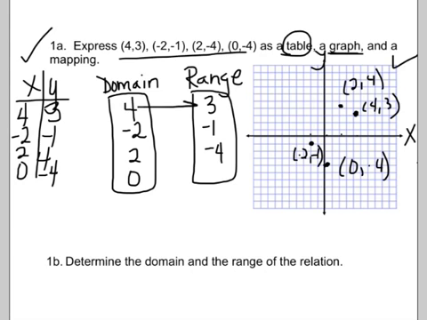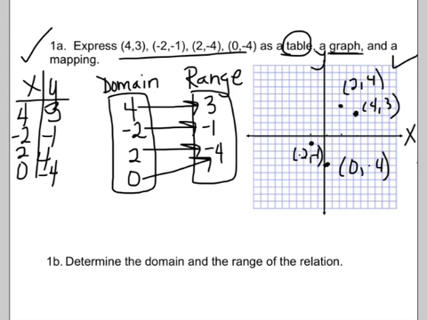So 4 maps to 3, or is with the 3. Negative 2 goes to negative 1. 2 goes to negative 4. And 0 goes to negative 4. So I don't list it twice. I just draw arrows from the 2 and the 0 to the negative 4. And that's the mapping. So I've expressed it as a table, as a graph, and a mapping. Okay, so it's really pretty easy.